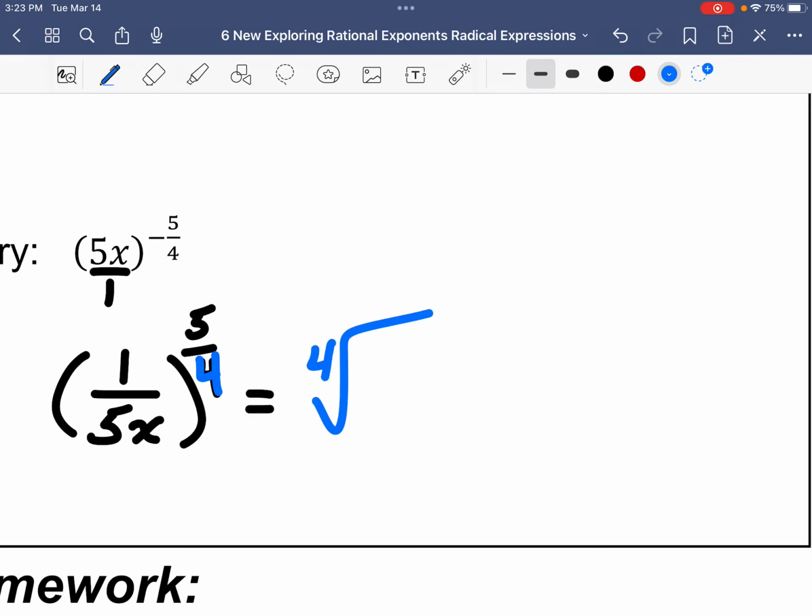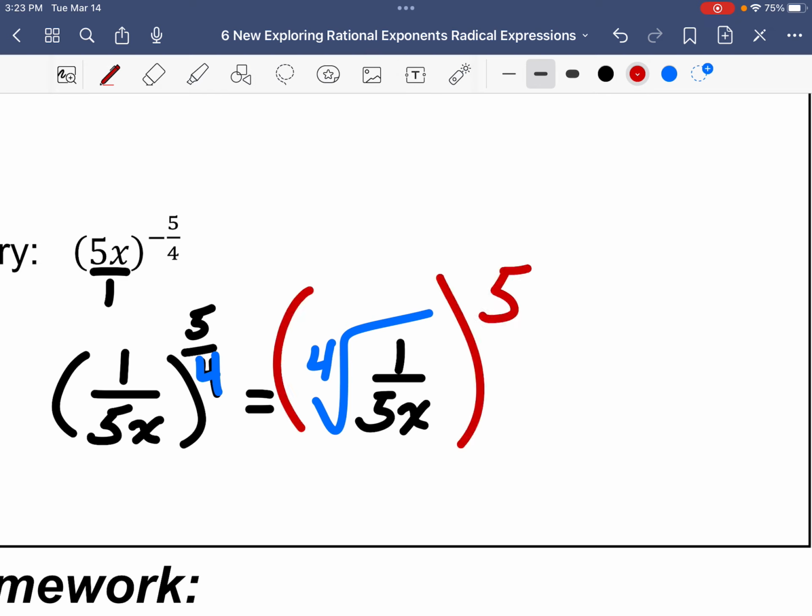Four is the root. It's the 4th root. Yep, it's the 4th root of 1 over 5x. You can have a fraction in there. And then it's all to the 5th power. We'll write it this way with 5 on the outside.